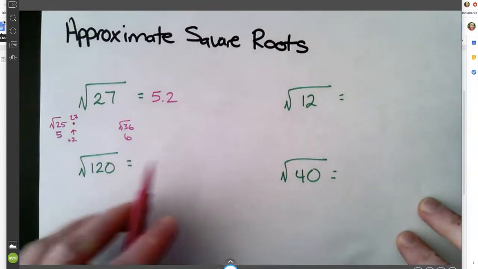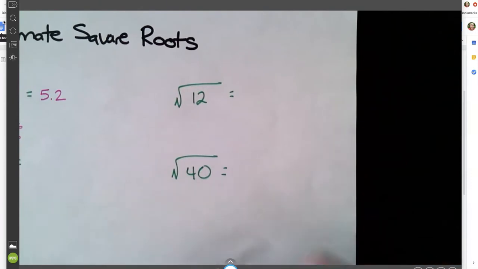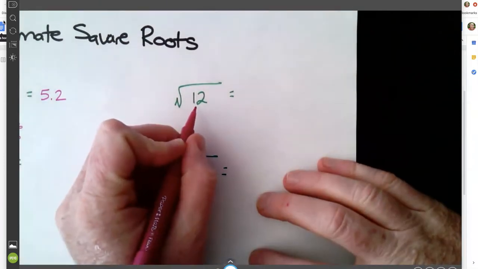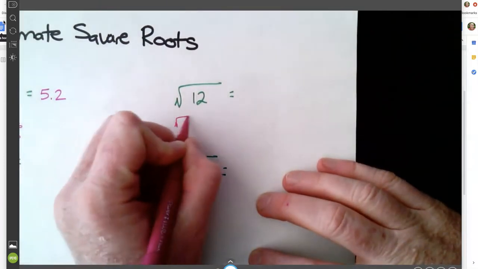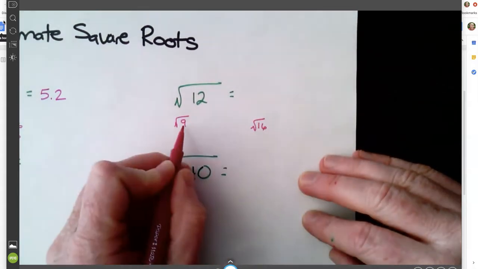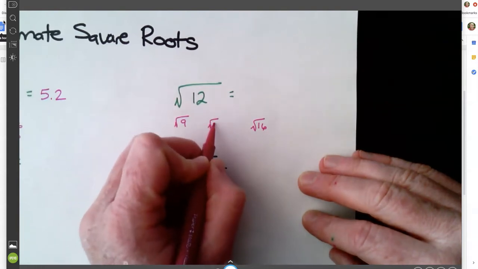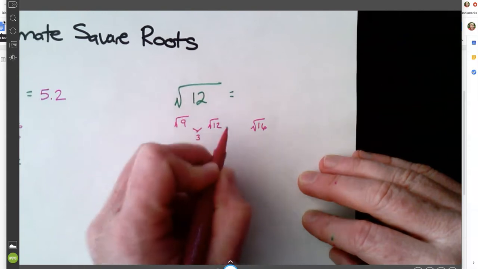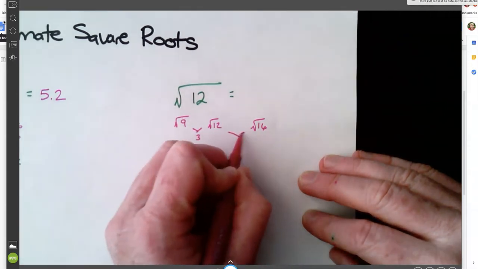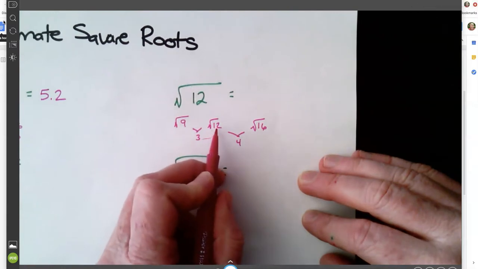Okay. Let's take a look at the square root of 12. All right, so what two perfect squares does that lie in between? How about root 9 and root 16? So let's see, 12, 10, 11, 12. Root 12 would be right about here, so that's 3 units, and 12 to 16 would be 4 units. So it's about halfway, a little less.